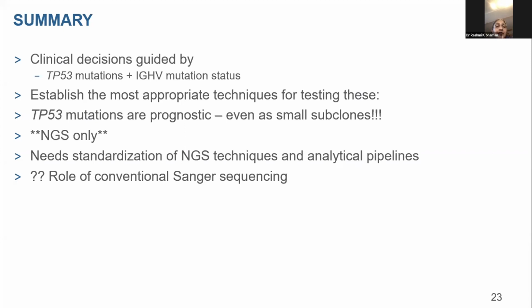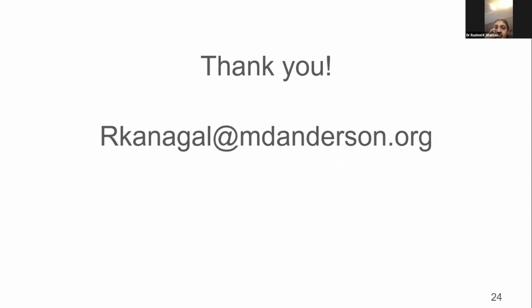Now, as we're aware, the TP53 aberrations are extremely prognostic, even at a small subclonal level. So pretty much NGS is the only technology that facilitates its detection. And there have to be global efforts geared towards standardization of the NGS technologies and the analytical pipelines in order to convey this information. And the role of conventional Sanger sequencing is questionable in the genomic era. Next slide. Thank you. Any questions?